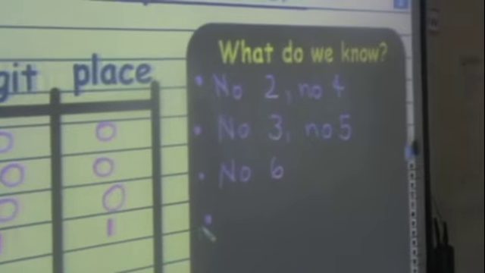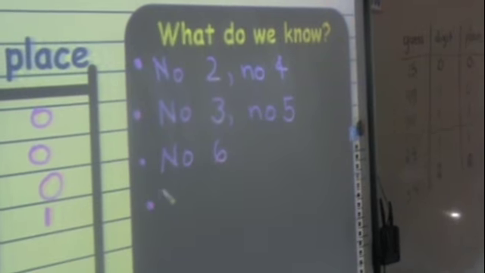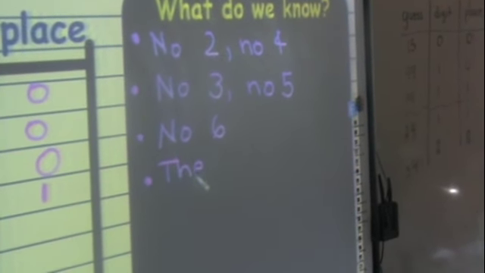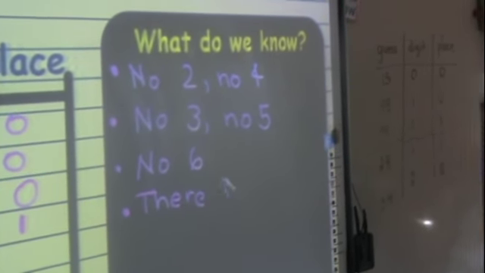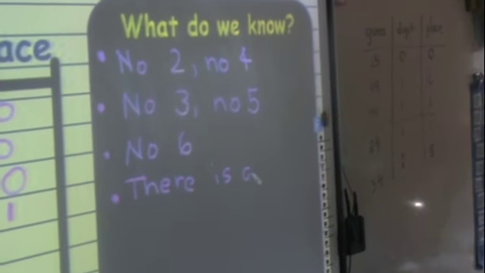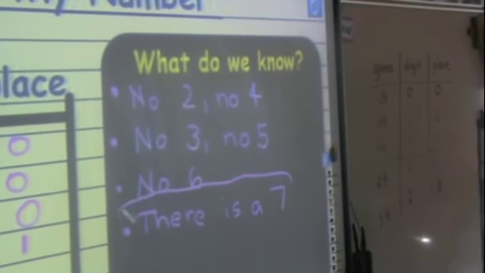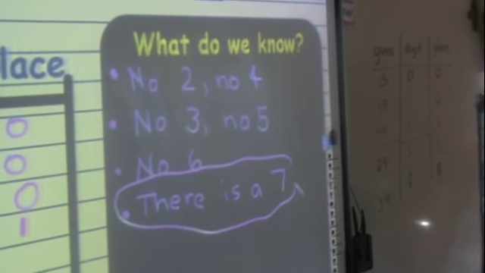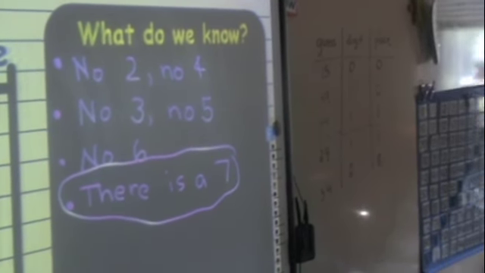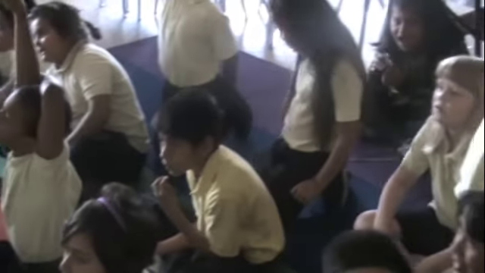Cheyenne, what do you know now? There's a 7 in it. Okay, there is a 7. Ding, ding, ding. I'm going to circle that because that's important. There is a 7. What do we not know about the 7? That if it's in the 10s or in the 1s. We don't know where it is.